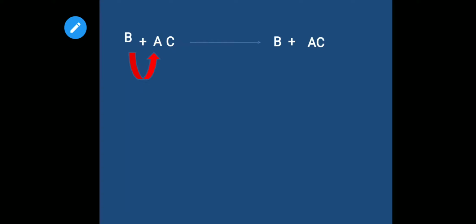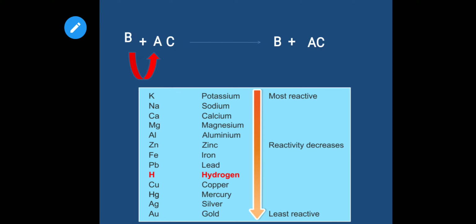Now, how do we know which element is more reactive than the other? In chemistry, we have a reactivity series. Here, the reactivity series of metals. The metals on the top are more reactive, and as you move down, the reactivity decreases. Look here. For example, sodium is more reactive than iron because sodium is at the top.